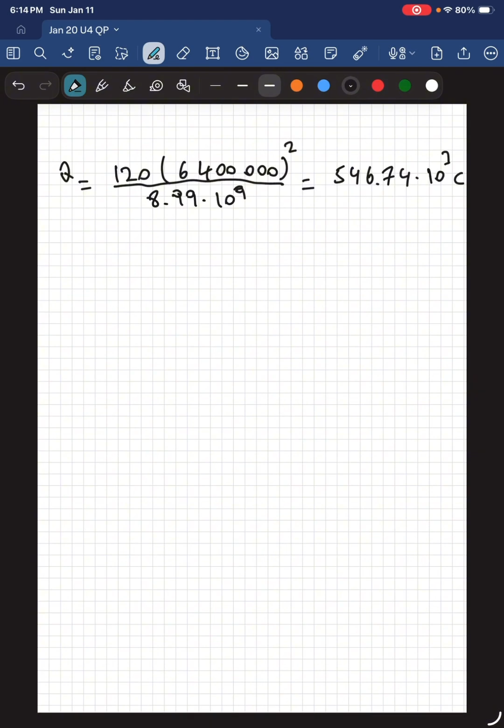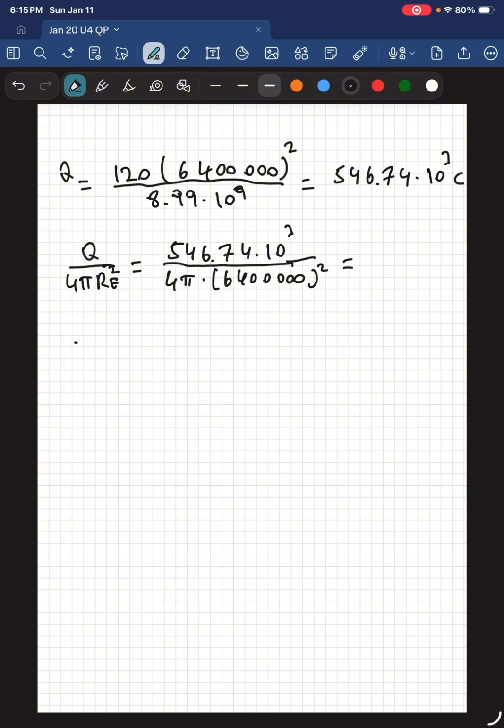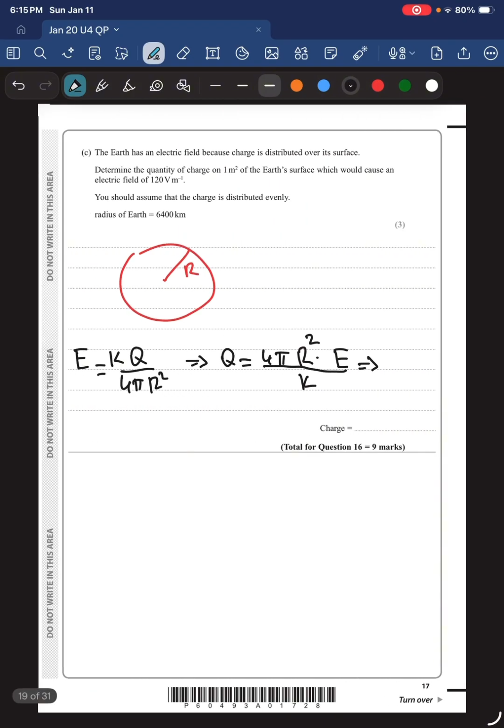Okay, now this charge is distributed over the whole surface of the Earth. Okay, so Q over 4 pi r Earth squared will be, we need to calculate this, okay? So 546.74 times 10 to the 3 coulombs over 4 pi times 6,400,000 squared yields 1.06 times 10 to the negative 9 coulombs per square meter. So 1 square meter has 1.06 times 10 to the negative 9 coulombs of charge, okay? Which is not a lot. I mean, it's not a crazy number. And this was question 16.